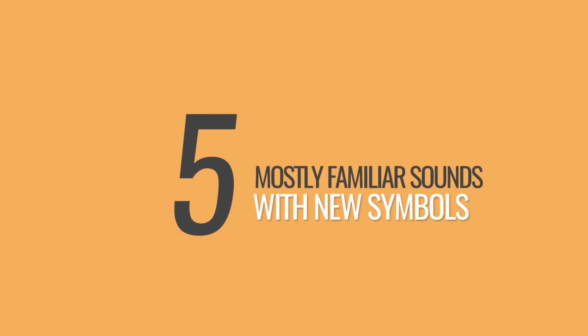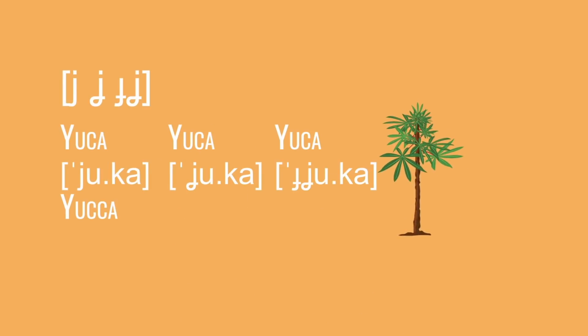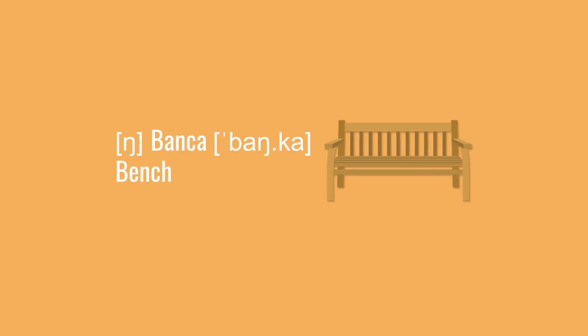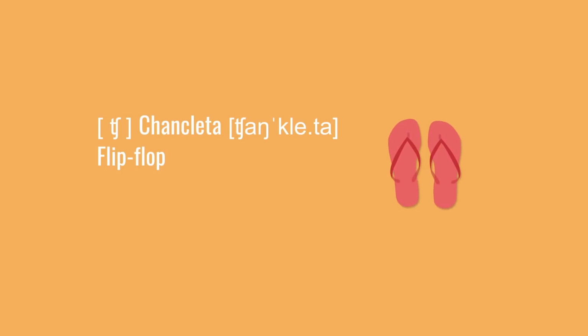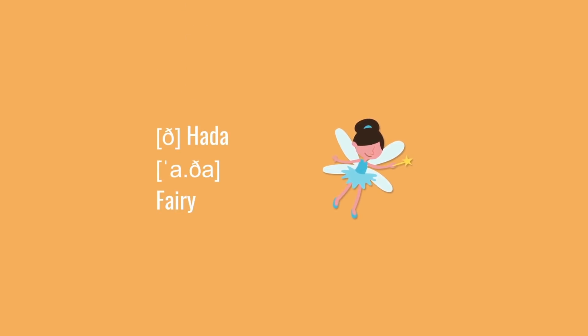Then came 5 mostly familiar sounds with new symbols. There's Y as in yuca, or if you're going to make it more gritty, you can also say Y as in yuca, or even Y as in yuca. N as in Spanish is banca. This is an N produced with the back of the tongue instead of with the front. Ch as in Spanish is chancleta, and V as in hada.